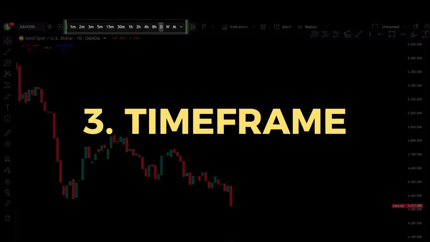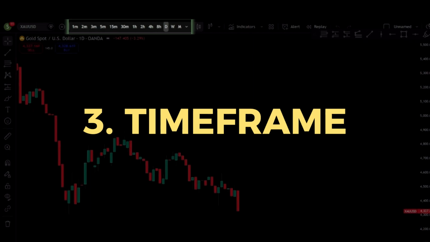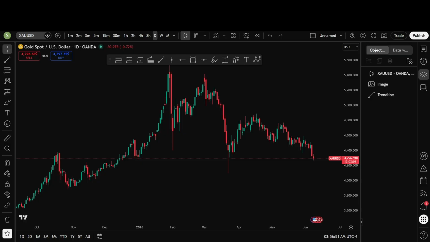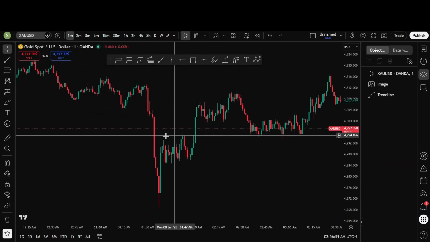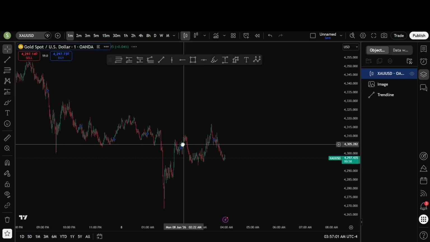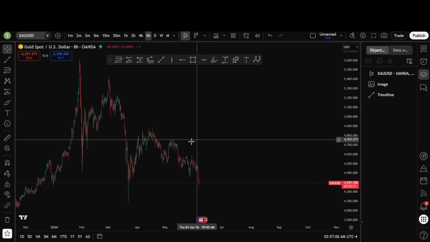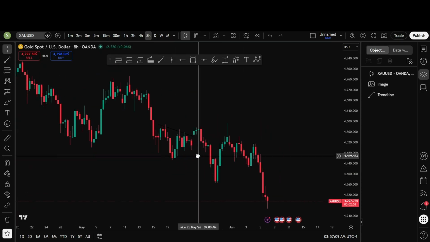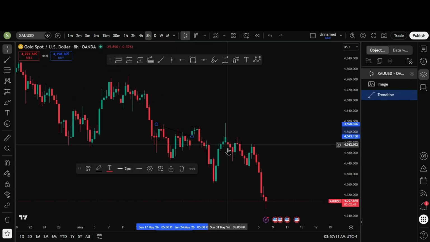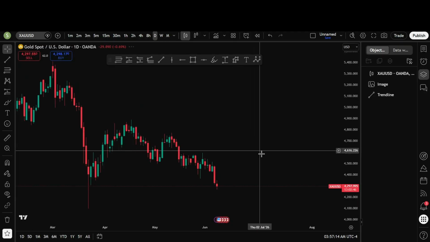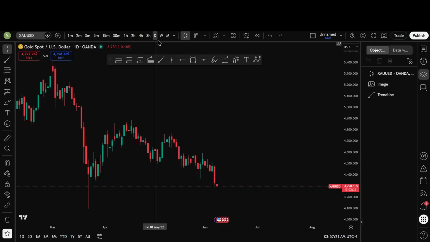This toolbar lets you switch between different time frames, from small ones like 1 minute, 5 minutes, 1 hour, 4 hours, up to 1 day. Each time frame gives you a different perspective on the market. For example, smaller time frames help you track detailed price movements, while larger time frames let you see the overall trend. Choosing the right time frame significantly affects how you analyze and make decisions on the chart.